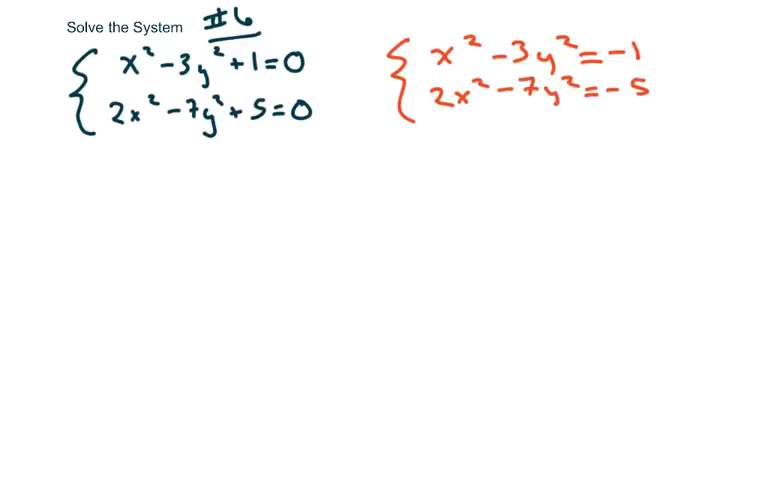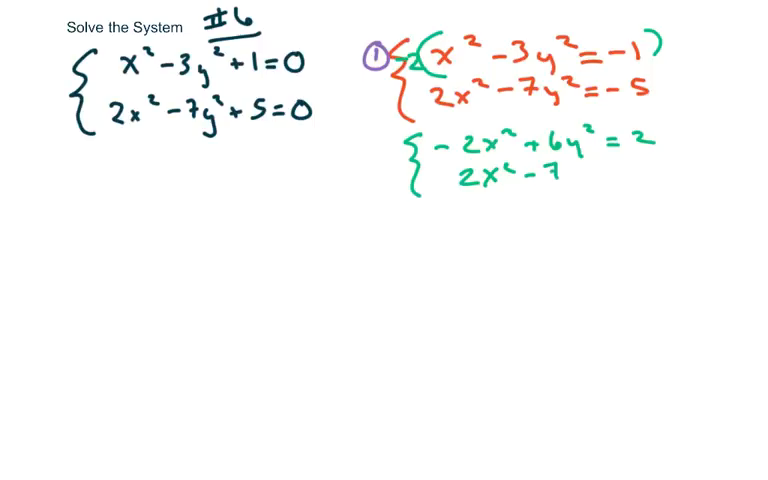And then I'm going to multiply my top equation, my first equation, by negative 2. And when I do that, I get a new system. Not a new system, just different. I'm just multiplying this whole thing through by negative 2. So you get negative 2x squared plus 6y squared equals 2. And I'm going to copy the second equation down.